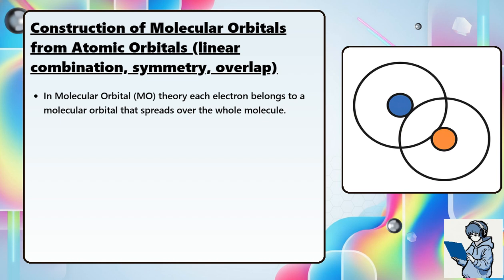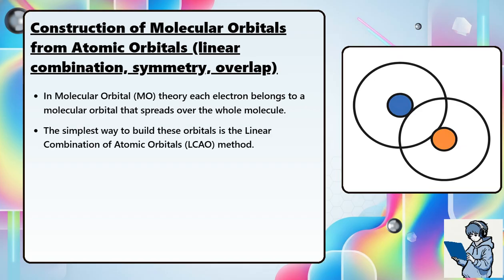In molecular orbital (MO) theory, each electron belongs to a molecular orbital that spreads over the whole molecule. The simplest way to build these orbitals is the linear combination of atomic orbitals (LCAO) method.